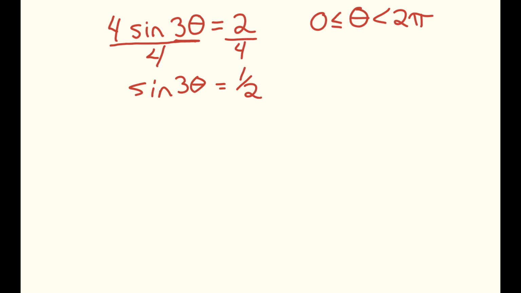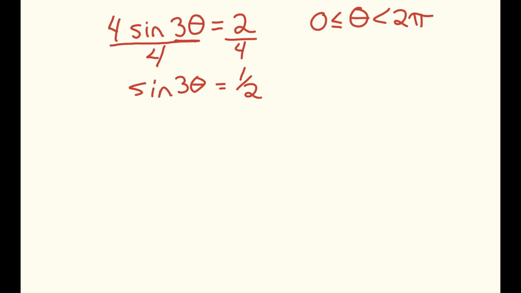Now notice that this 3 here did not change to 3/4. You can't divide into a function. This 4 can't go into that 3 because the 3's inside the sine here. So it's only going to divide into the number outside the sine.